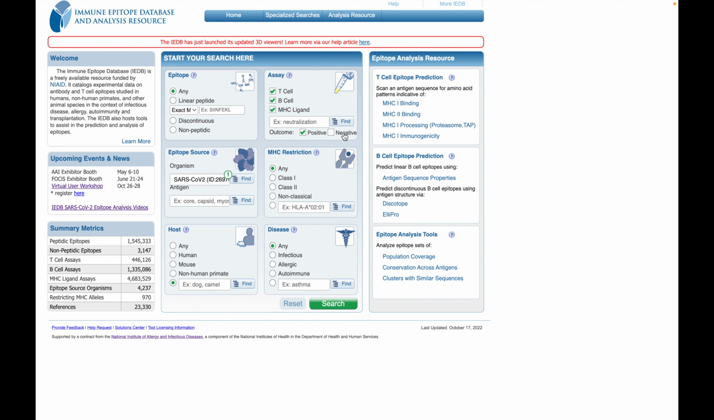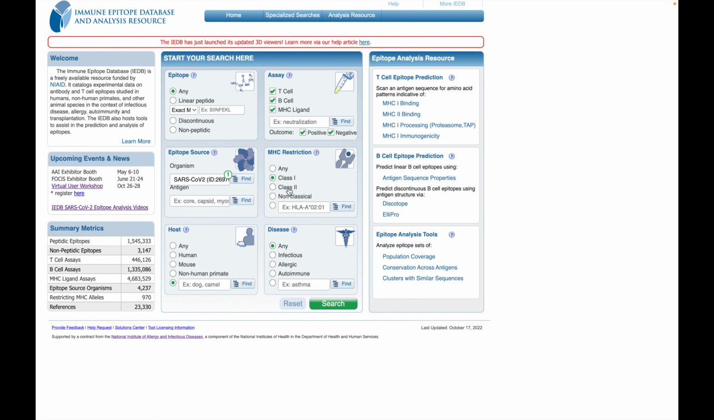And it also gives you the choice of your outcome. For today, we will be using positive and negative. What does a positive and negative outcome mean? The positive data is when the assay responds to the epitope and generates a response against it. And if it's negative, this means that the cell does not generate a response against that epitope. And then we have the MHC restriction.